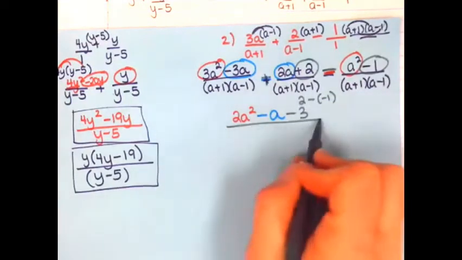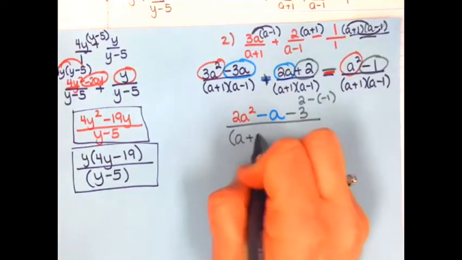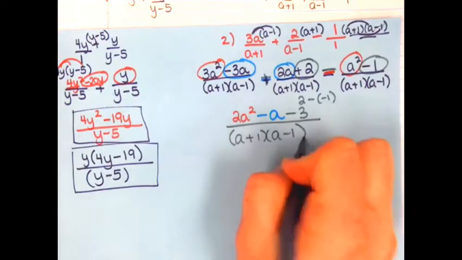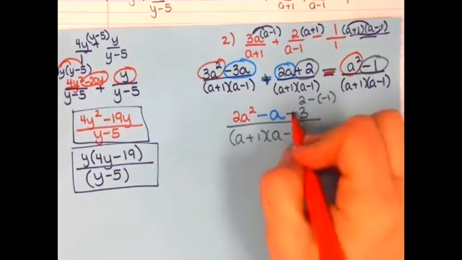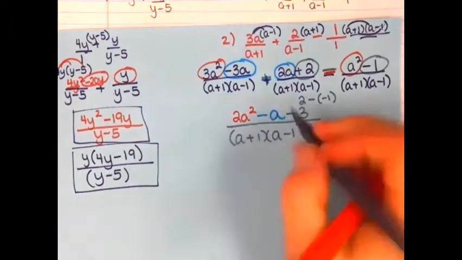And then our denominator stays as a plus 1 times a minus 1. Now, we need to check. Can we factor my numerator? Yes. Oh, that'd be positive 3. Yeah, thank you. Positive 3.